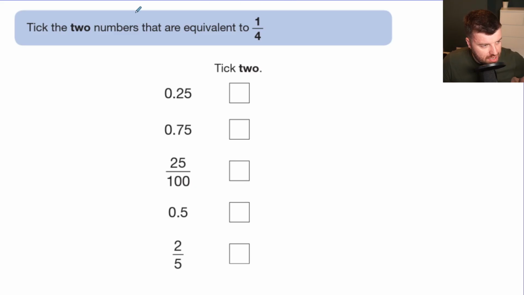Tick the 2 numbers that are equivalent to 1/4. You should know this one straight away. I've said this a million times in this video already, but the next ones aren't necessarily obvious. I'm going to tick it for you now. It's 25/100ths. Now, here's why.